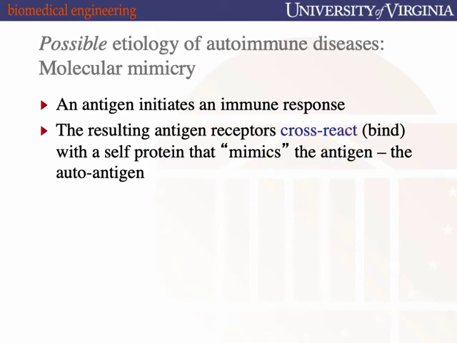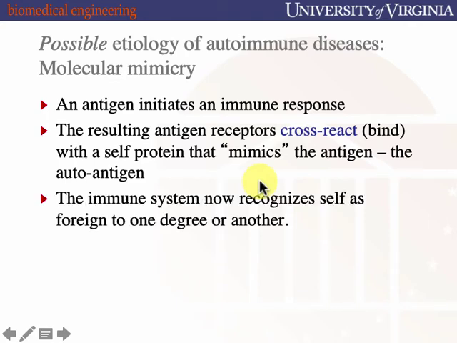But cross-react means that the protein, in this case the antibody, let's say, can bind two things that are different but similar enough. And antibodies are notorious for cross-reactivity, right? And so certainly those that we produce more on a biotechnological scale. All right. Okay, so if we generate antigen receptors that combine with self-proteins that look a lot like or mimic the antigen, then we get an immune system response.